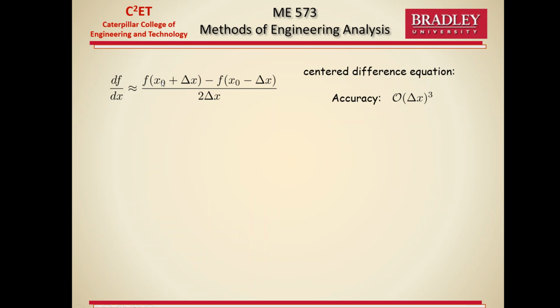The forward difference equation was f of x0 plus delta x minus f of x0. You can see why this is called a center difference equation. Look at the numerator here. This is symmetric now about f of x0. This is f evaluated at x0 plus delta x minus f evaluated at x0 minus delta x. And you have a denominator of 2 delta x. This has an accuracy of order delta x cubed.